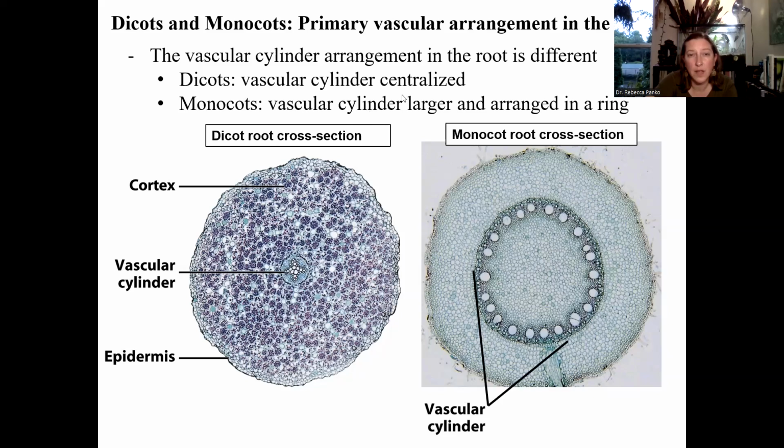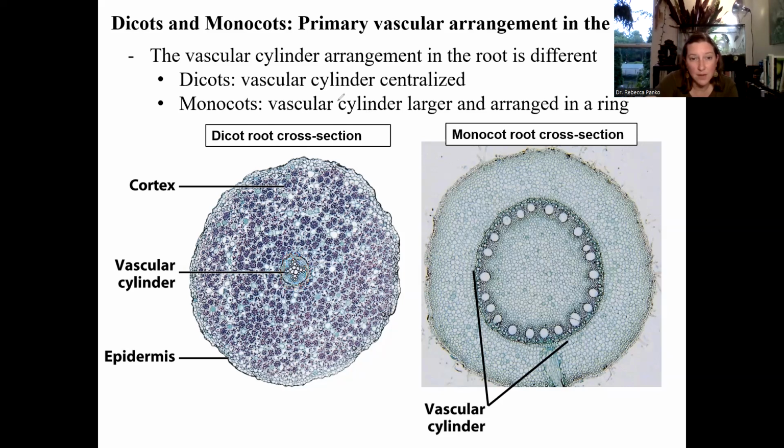I gotta move all this. I can't even read what it says. Okay, yeah, dicots, vascular cylinder, centralized. So on the left, you have a dicot root. Here is the vascular cylinder. So that's just meaning xylem and phloem. That's where xylem and phloem is located in the dicot root.